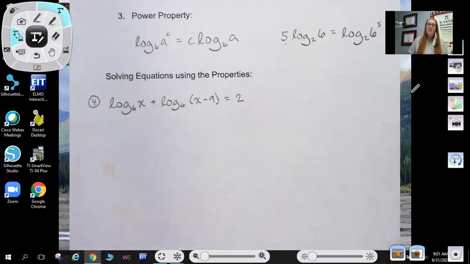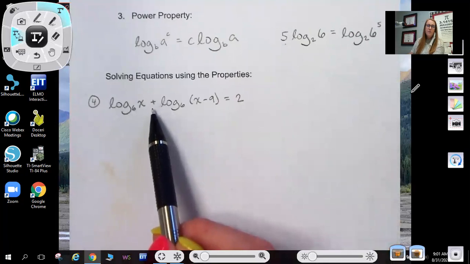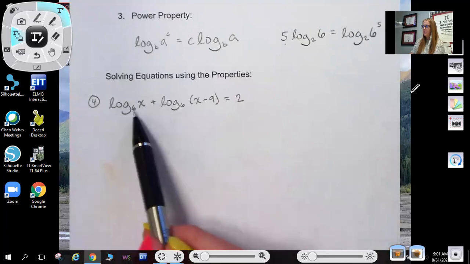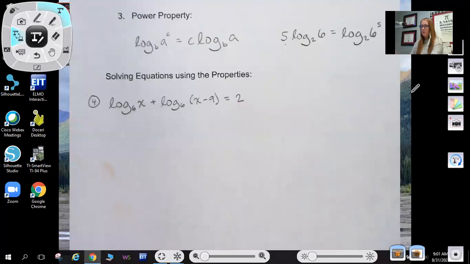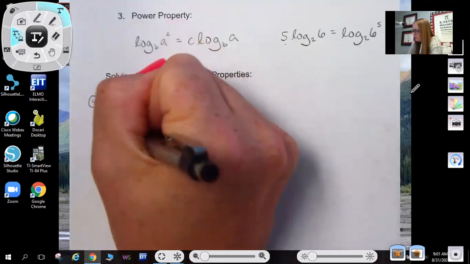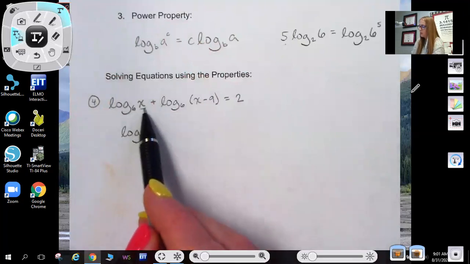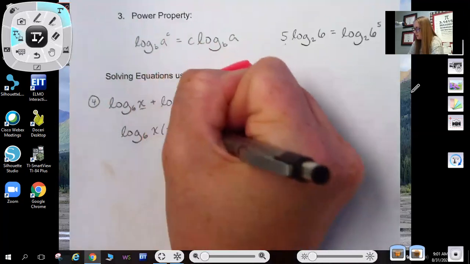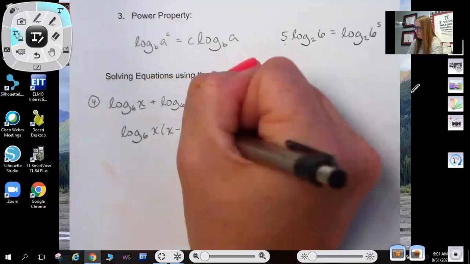What sticks out to me first is that we have two logarithms that are being added together. First you need to check that they have the same base. Both of these logarithms have a base of 6. We want to rewrite these two as one logarithm. When we do that, the base stays the same, so it's still log base 6. Because they're being added together, we're going to multiply x times x minus 9, equals 2.